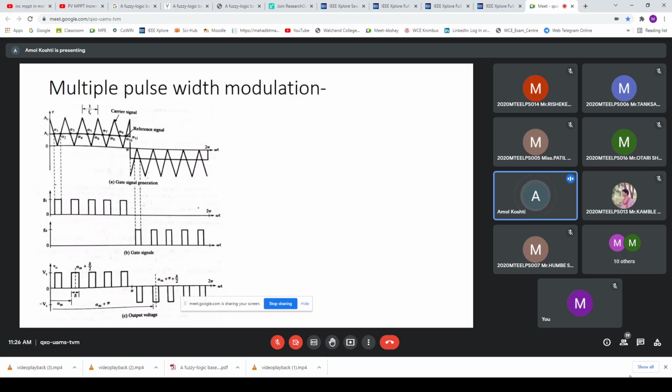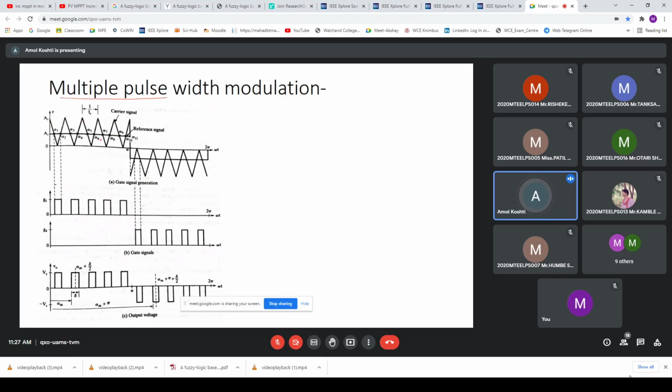Now the second method, which is multiple pulse width modulation. Here also, the name itself reflects multiple pulses. In the previous slide there was single pulse width modulation. Multiple means we are taking more than one pulse. If you see, the frequency of the triangular wave is high here.